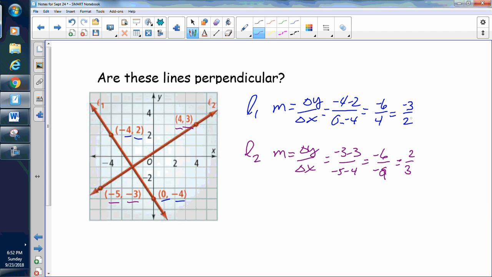Now notice negative 3 over 2 and 2 over 3 are negative reciprocals. One is flipped and the sign is opposite. And if we multiply them, we get negative 6 over positive 6, so we get negative 1. So line 1 is indeed perpendicular to line 2.